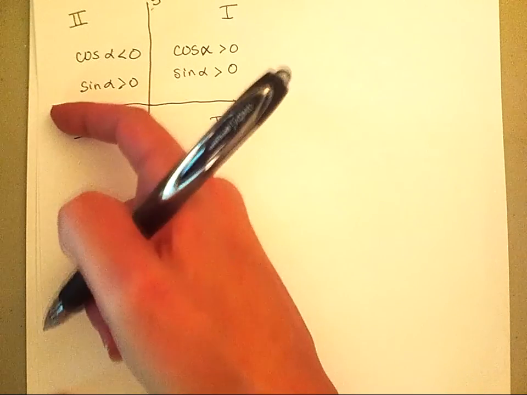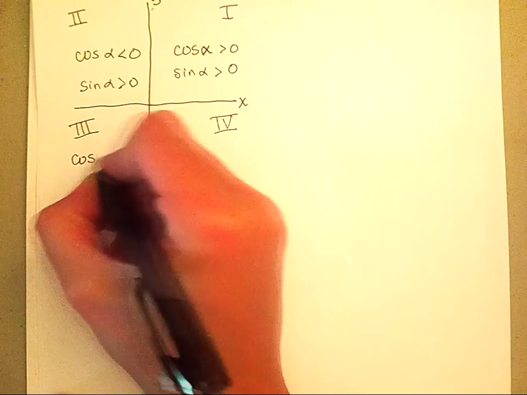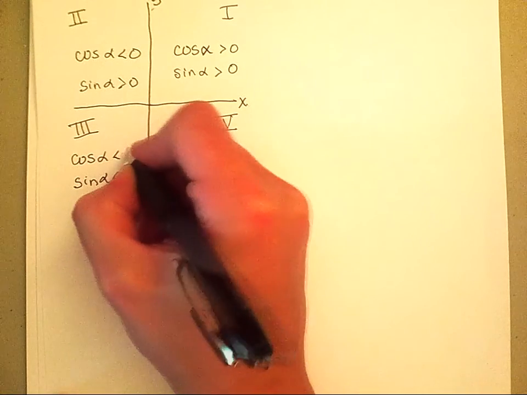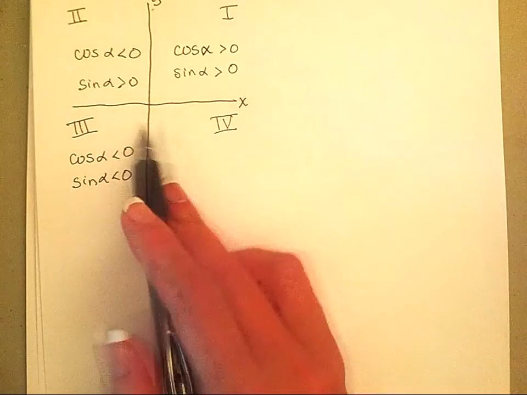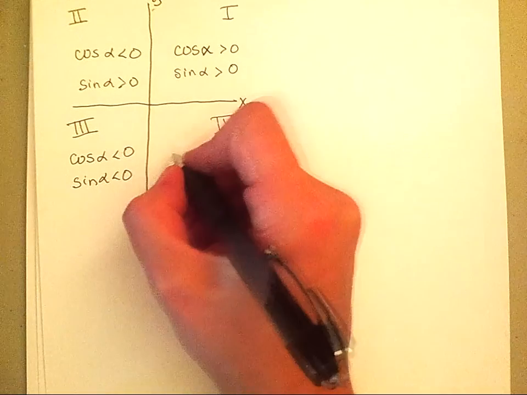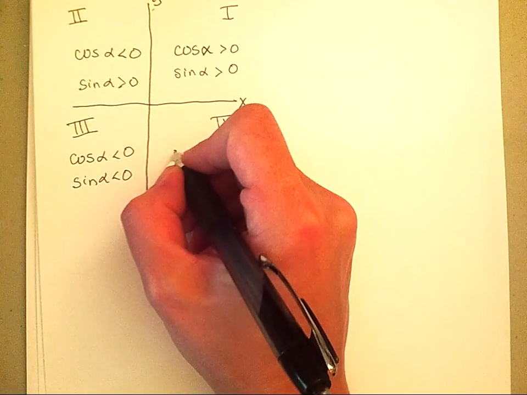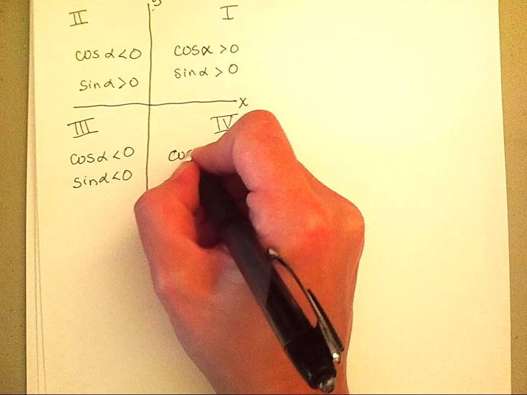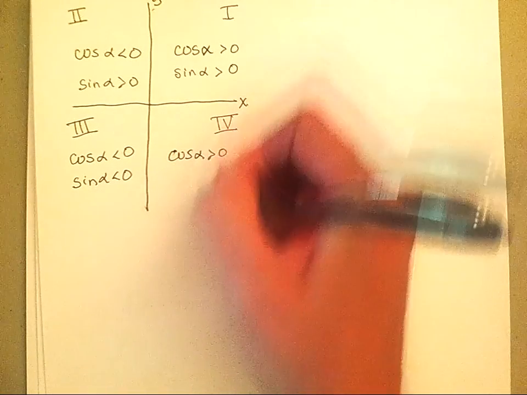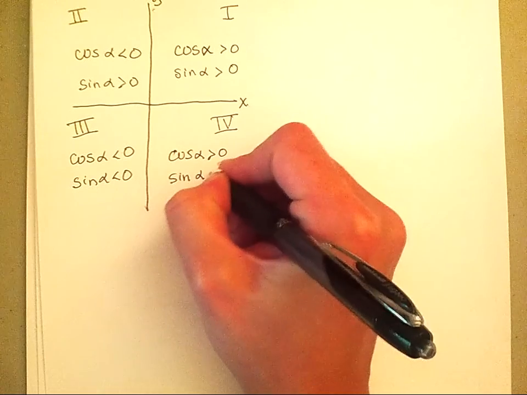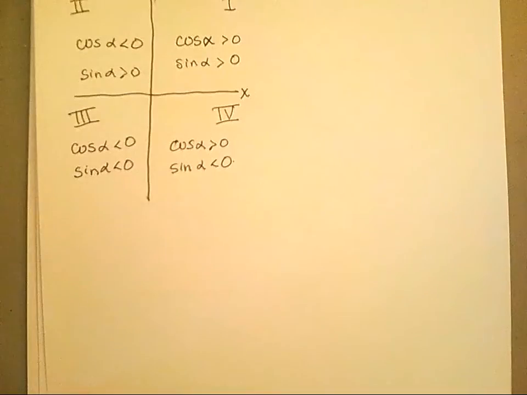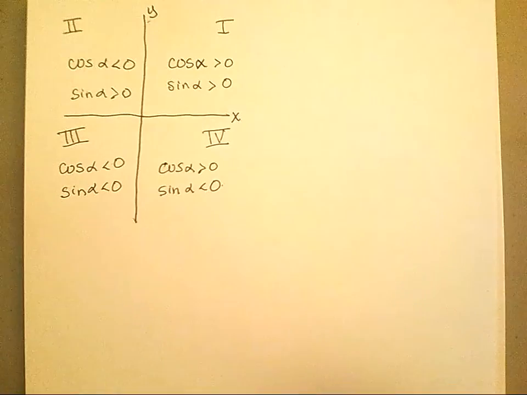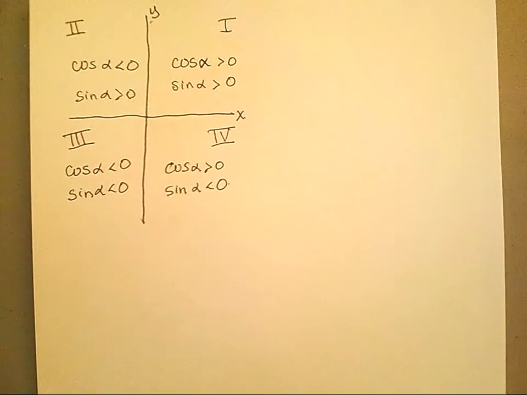To be in quadrant 3, I'd have to go negative in the x and the y, so both the cosine of alpha and the sine of alpha have to be less than 0. To be in the 4th quadrant, I would go positive in the x. So the cosine of alpha would be greater than 0, but the sine of alpha would have to be less than 0. So this is just a good idea to keep inside your head about what must be happening with the values of the sine and cosine.